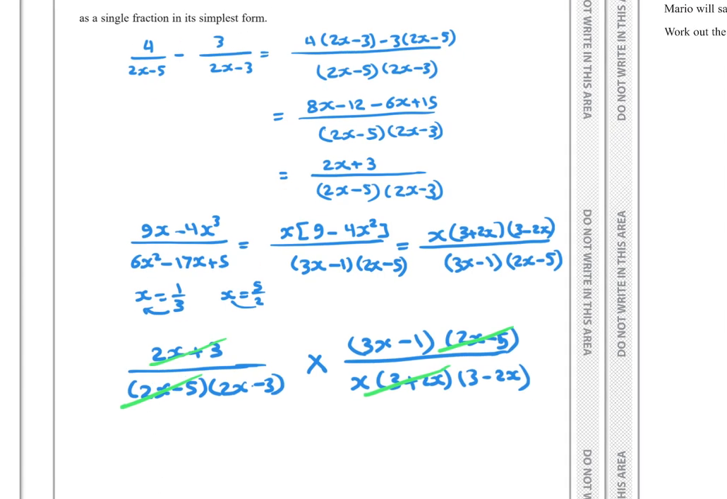Now you are left with, for the numerator, 3x minus 1. For the denominator, you have x and 2x minus 3 and 3 minus 2x.